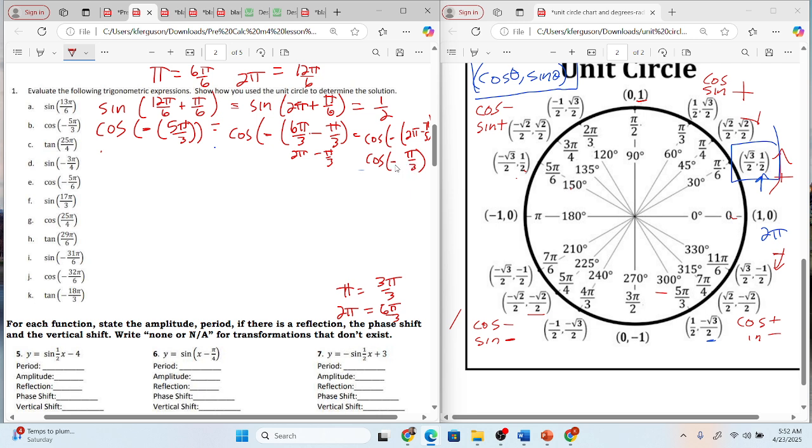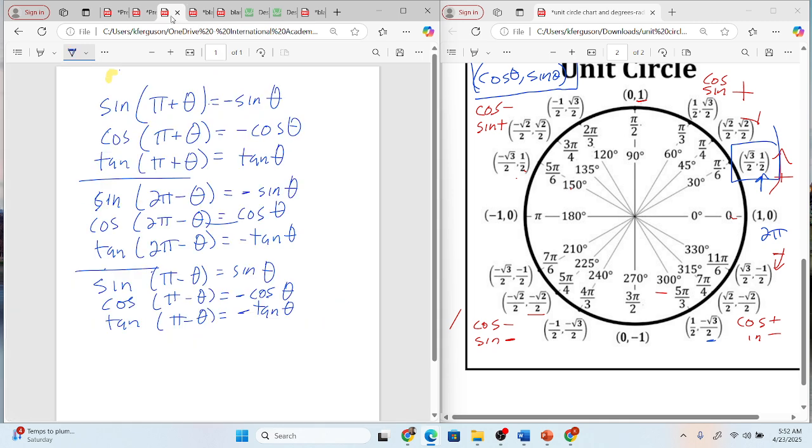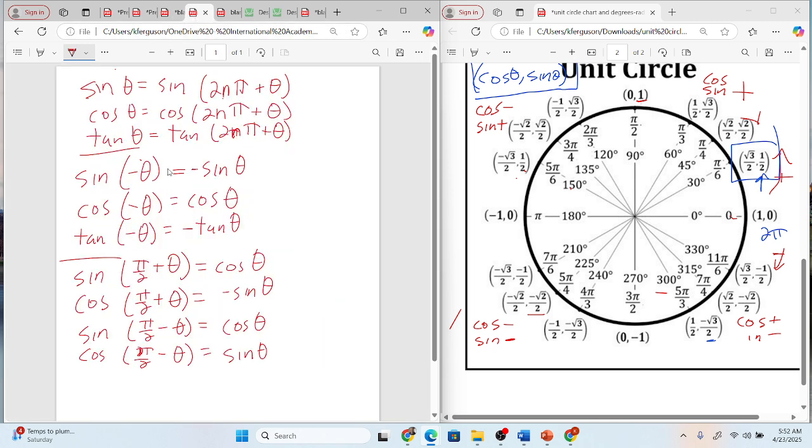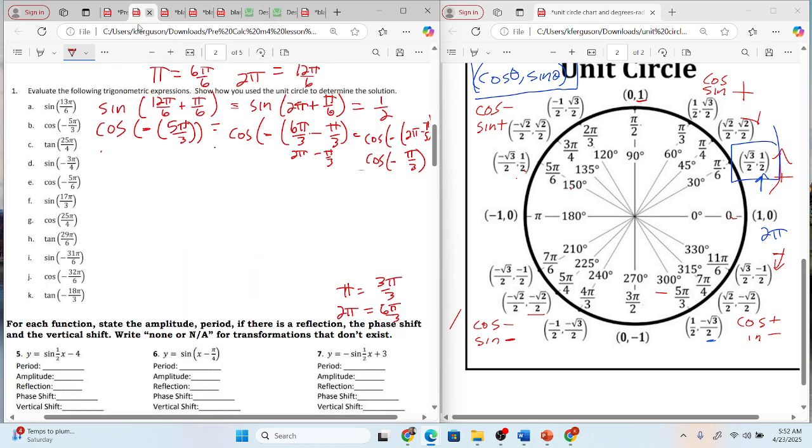And so then what does that mean? Well, we just looked at it. Cosine of negative theta is cosine of theta. So cosine of negative pi over 3 is the same as cosine of pi over 3, right? So cosine of pi over 3, that is 60 degrees, is positive 1/2.